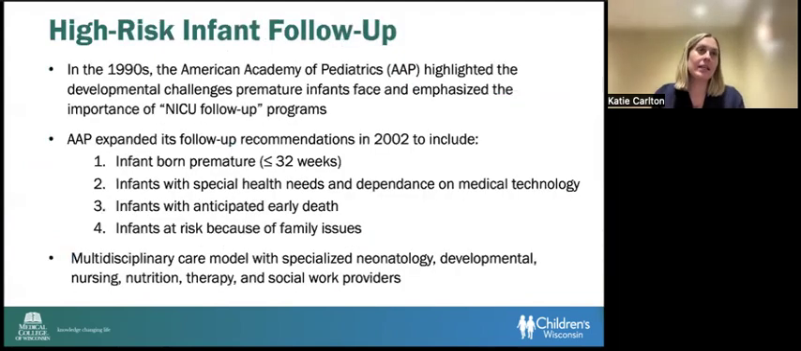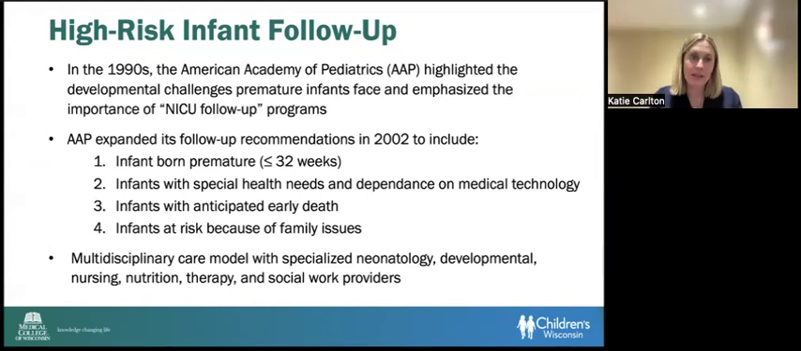So in the 1990s, the American Academy of Pediatrics highlighted the importance of high-risk infant follow-up and the developmental challenges that our preterm infants face. The AAP then expanded its follow-up recommendations for who should receive high-risk infant follow-up in 2002, including those infants born premature or less than or equal to 32 weeks, those with special health needs and dependence on medical technology, such as going home on a vent or home oxygen, or with a feeding tube, and then infants with anticipated early death, or infants at risk because of family issues.